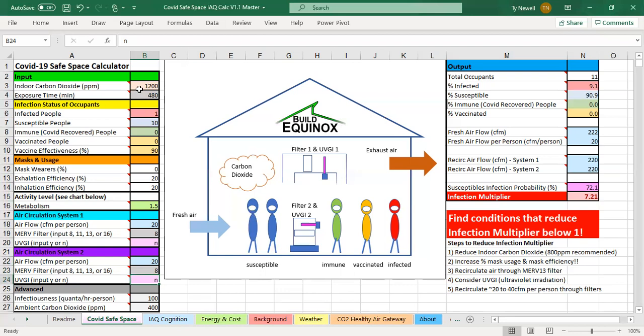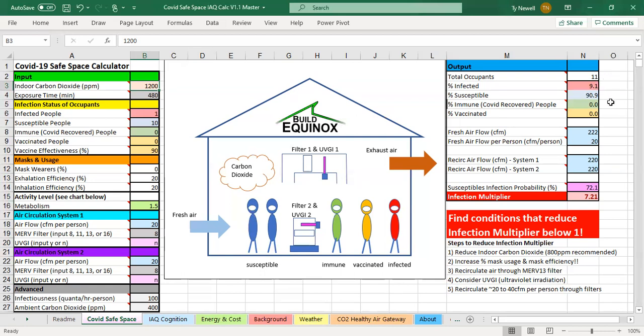So here's our standard building, about 1,200 parts per million of carbon dioxide, and by specifying the carbon dioxide and the metabolic rate, that tells us directly that we're putting 20 cubic feet per minute of fresh air per person into that building. And with 11 people, that's about 220 cubic feet of fresh air. Not a very large amount. Now, of those 11 people, we've specified one is infectious, so about 10% of the office space has an infectious person, and the other 90% are not immune from the disease, or all susceptible.